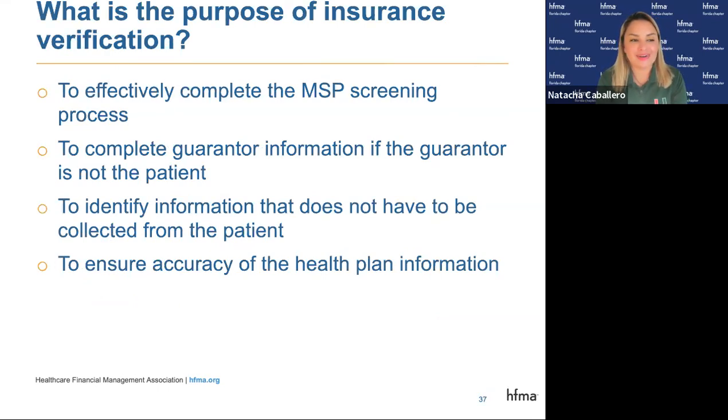So this is our next polling question, and we're almost done. What is the purpose of insurance verification? Go ahead and take a moment to answer that.